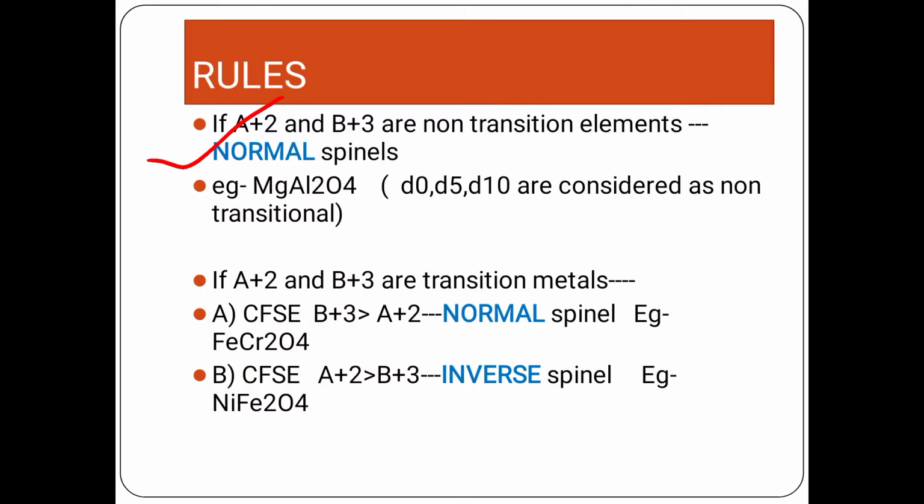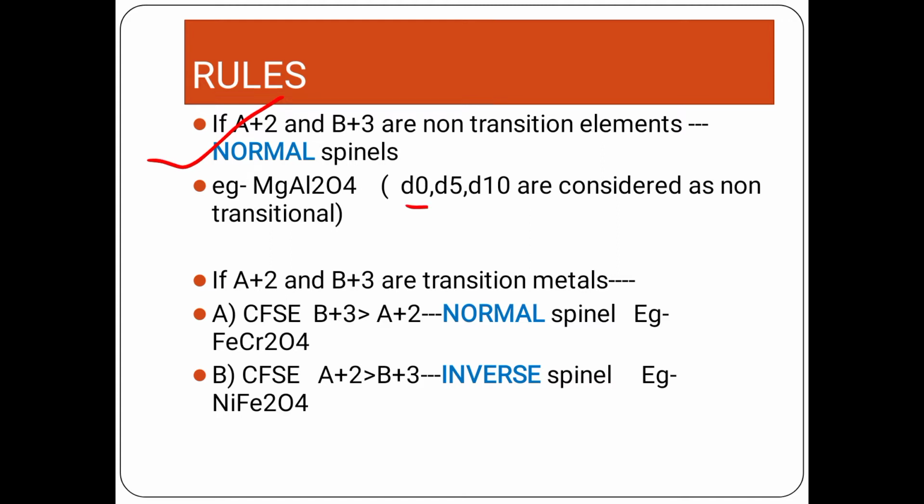First rule: if your A+2 element and B+3 are non-transition elements. By the term non-transition element, what I mean is that they do not belong to the transition element series. They belong to the S block, P block, other than your transition elements, they belong to the other parts of your periodic table, but not your D block. That is what I mean by non-transition elements.